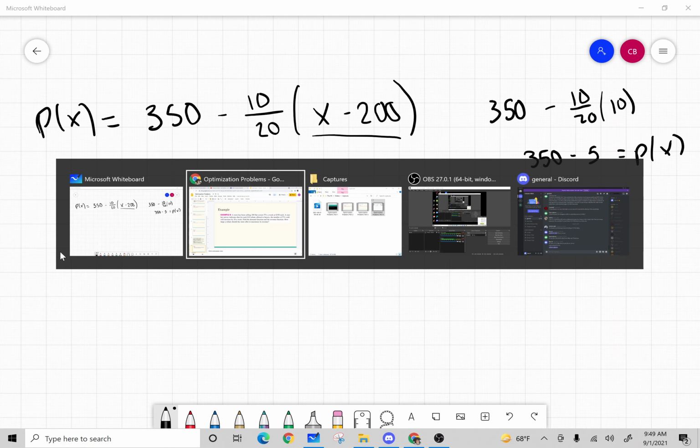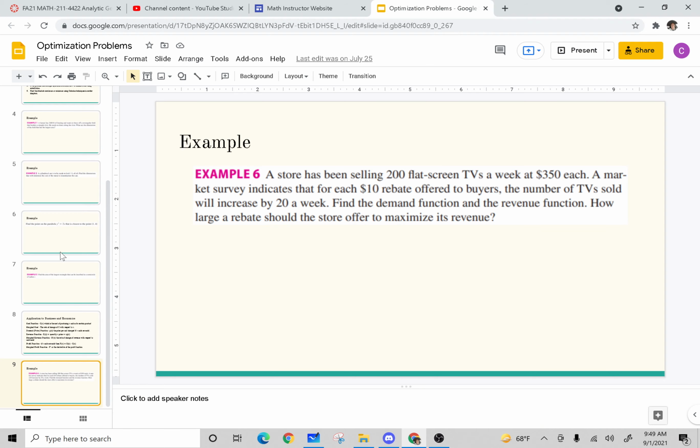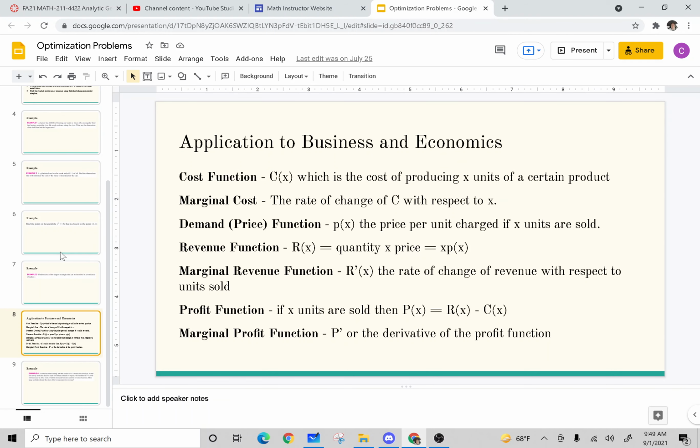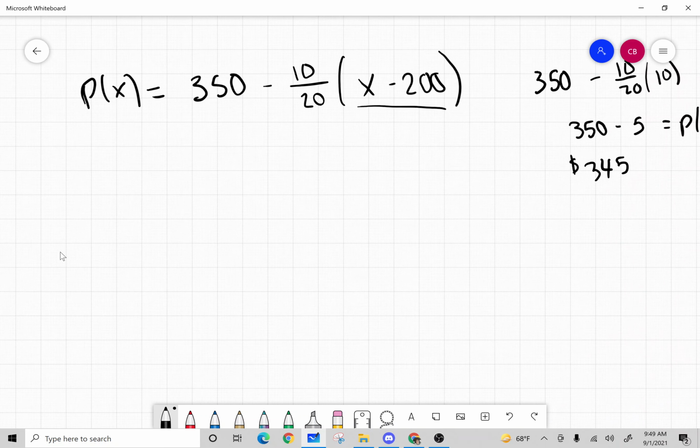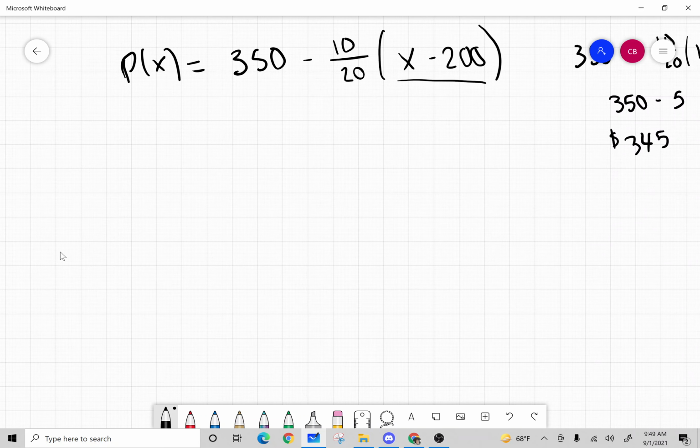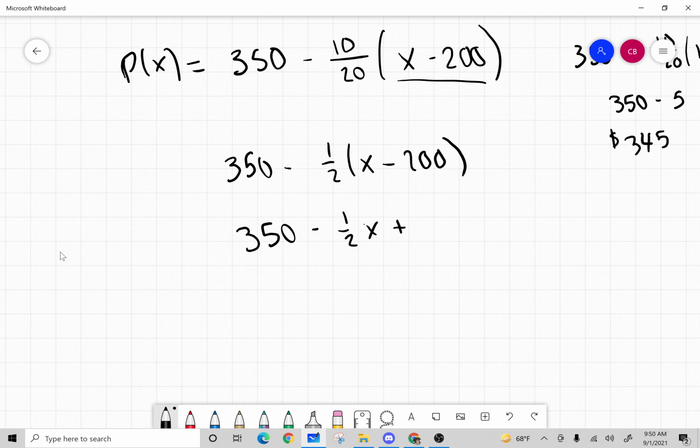Okay. So then they've got the price per unit charged, so they would be charging $345 instead. Essentially, that is what they'd have to do to keep up with that. So we've got a formula now. Let's simplify this out. We've got 350 minus 1 half X minus 200, which is 350 minus 1 half X plus 100, which is 450 minus 1 half X. And that's our P of X.